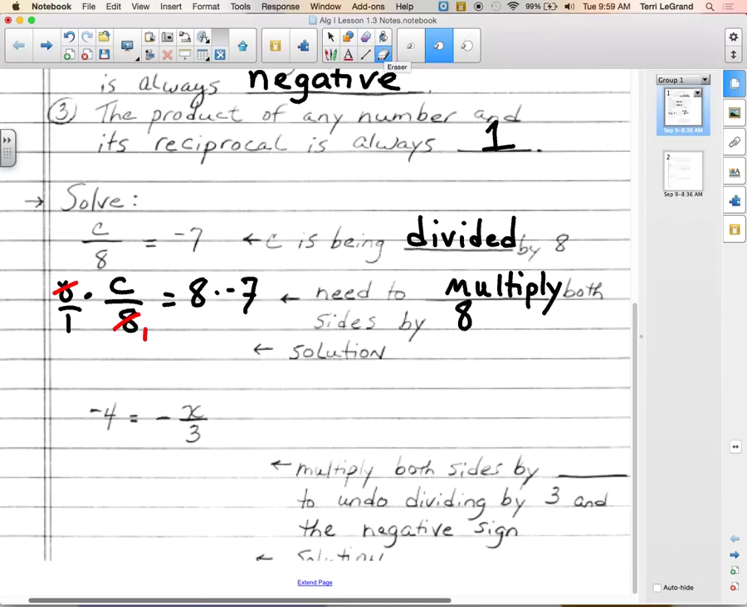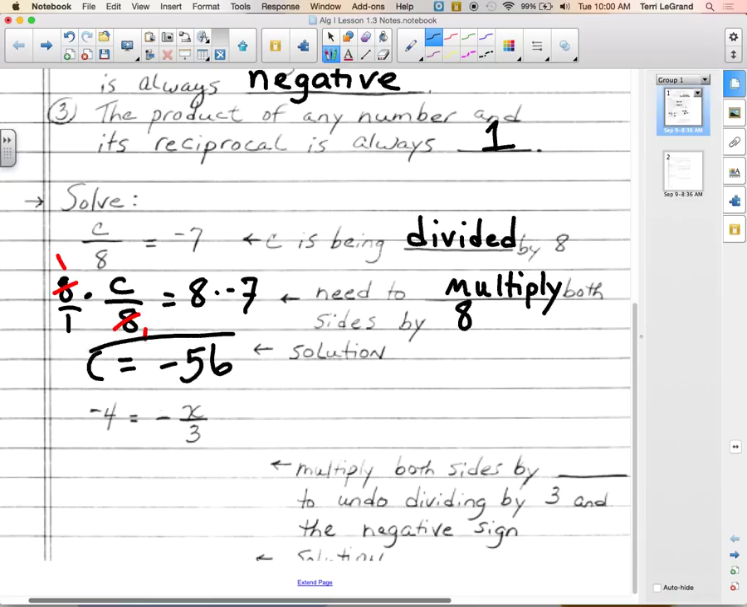Okay. So we have one times C upstairs, what is that? C. 1 times 1 downstairs, what's that? 1. What's C divided by 1? Just C, yeah, just C. And so C equals, oh, now we gotta take 8 times 7. Maybe the first question you should always ask yourself is this: what's the sign? In this case, we have a positive times a negative. So what's a positive times a negative? A negative. And what's 8 times 7? 56. There's our solution.